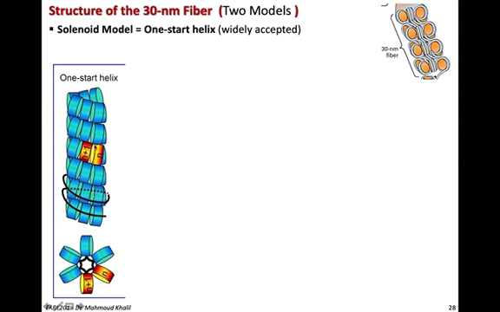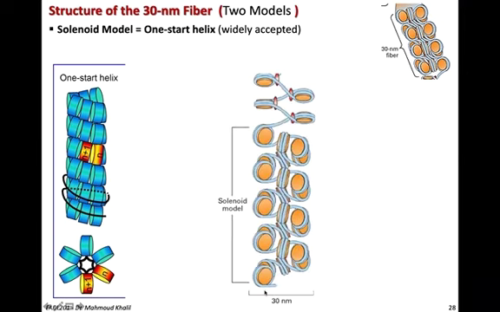This model of the 30 nanometer fiber is called the one-start helix or solenoid model. And it shows the way of arrangement of the nucleosomes. It's like a rope and you are twisting the rope. The nucleosome is followed by the next nucleosome, N+1. And you can see here how this twisting occurs. And the thickness now is 30 nanometers.